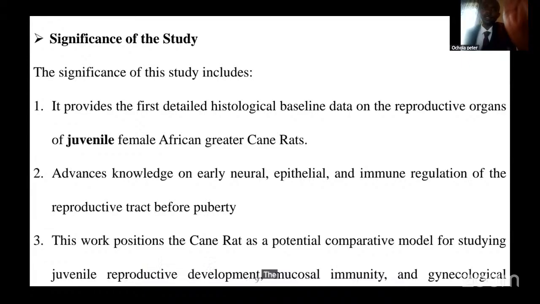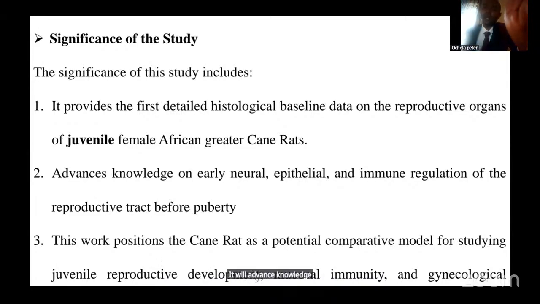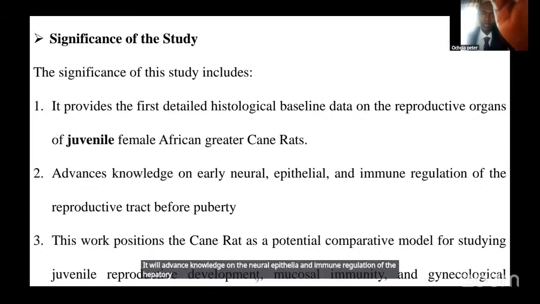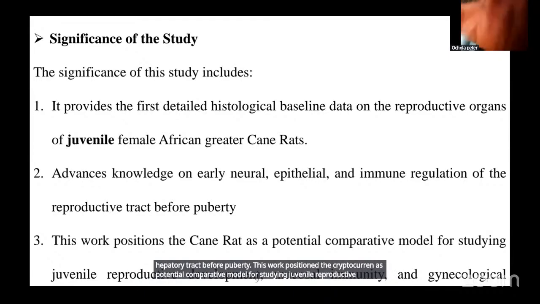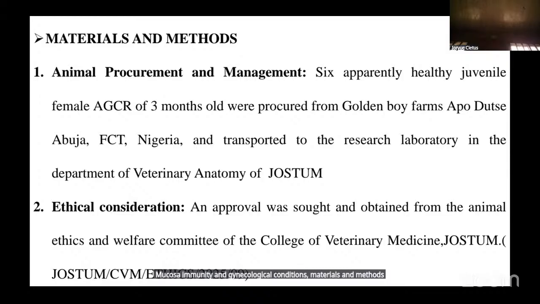The study will provide the first detailed histological baseline data on the reproductive organs of the juvenile female African greater cane rats. It will advance knowledge on the neural, epithelial, and immune regulation of the reproductive tract before puberty. This work positions the greater cane rat as a potential comparative model for studying juvenile reproductive development, mucosal immunity, and gynecological conditions. Materials and methods. Animal procurement and management.